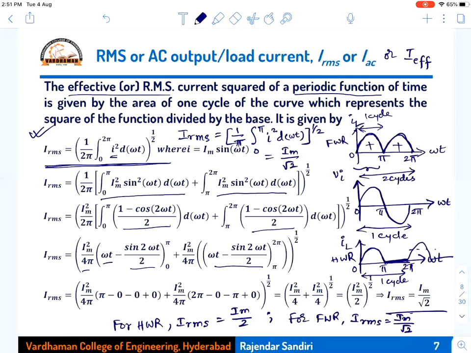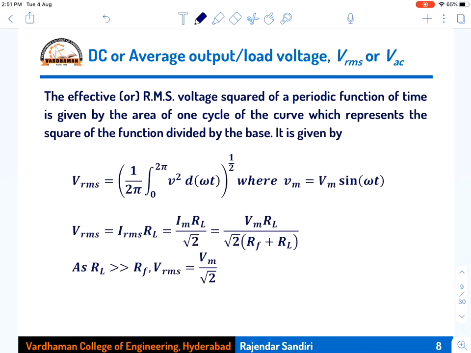Then, average DC or, sorry, this is RMS. This is RMS voltage, right? AC or RMS output voltage. So AC or RMS output voltage will be again VRMS. Ohm's law you can apply simply. If you apply Ohm's law, what will you get? VRMS is IRMS into RL. IRMS is nothing but Im by root 2 into RL.